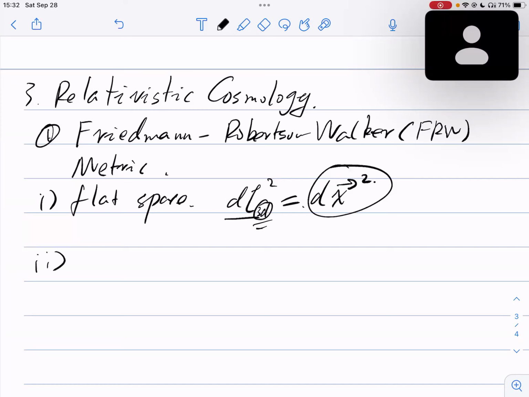And the second one is a spherical surface, a spherical surface in a four-dimensional Euclidean space with a radius a.